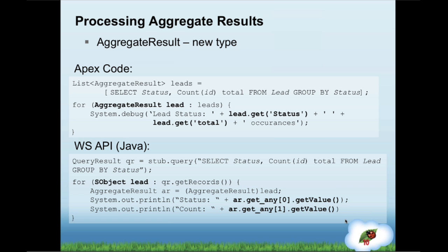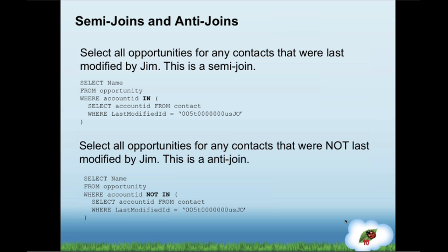So in this case, we get to the values by using an indexer. So you can see they're highlighted in bold. ar.getAny[0] corresponds to the first item in my select statement, and getAny[1] corresponds to the second item. So very, very easy to use, very powerful, and definitely a necessity with the new aggregate functions.